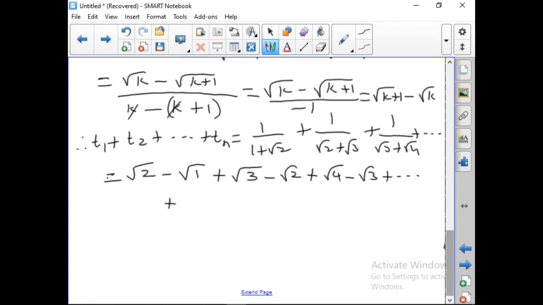Nth term ku munnadi ulla term eppadi irukum? Root n minus root n minus 1 nu irukuma. And what about the nth term? Root n plus 1 minus root n nu irukuma.